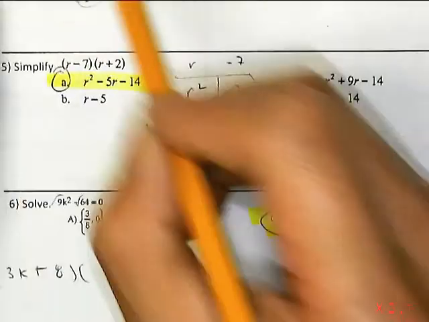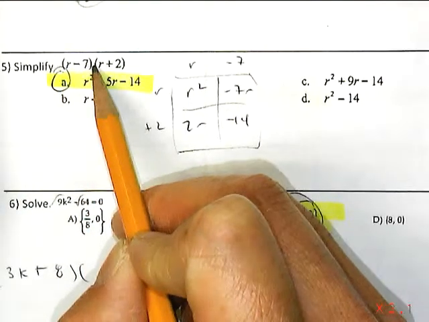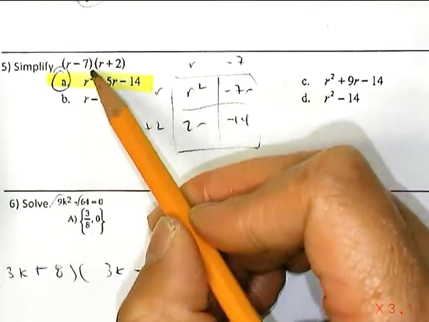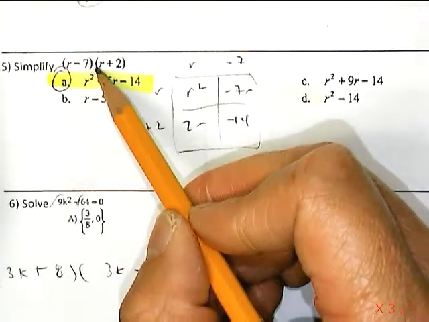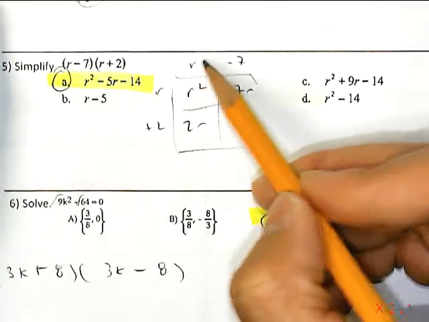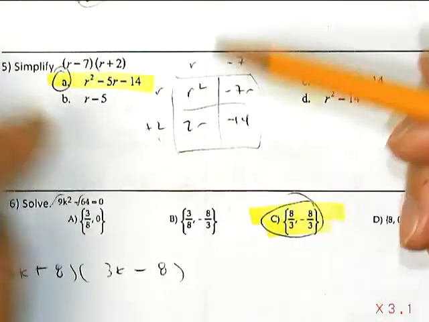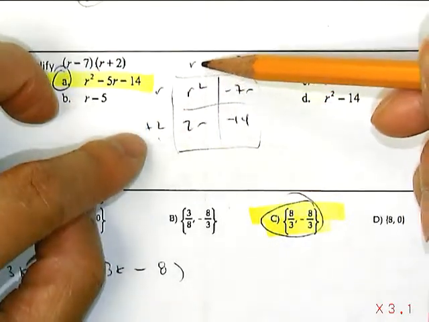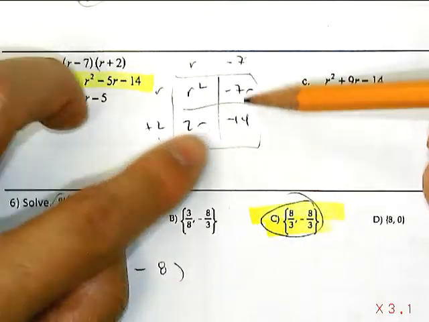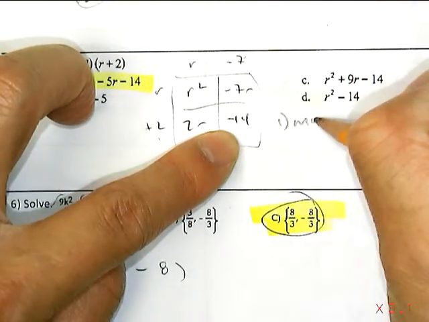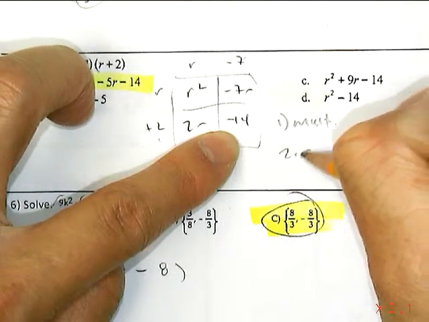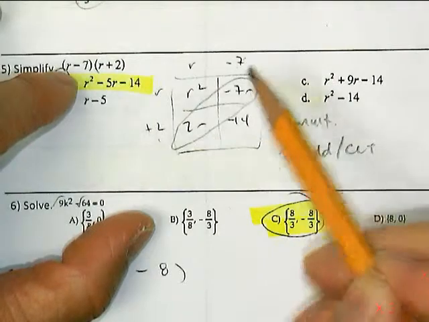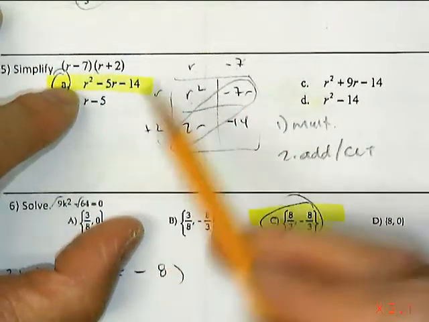Question number 5, you need to recognize the math operation between the parentheses, which is there's no plus or minus, therefore it's multiplication. Here you can use FOIL or your double distribution of your arrows, or I use a box. R minus 7 and R plus 2. You'll multiply, you get r squared, negative 7r, 2r, and negative 14. So we're multiplying first. And the next thing we're going to do is add or combine like terms. So these are my like terms. So I get r squared minus 5r minus 14.